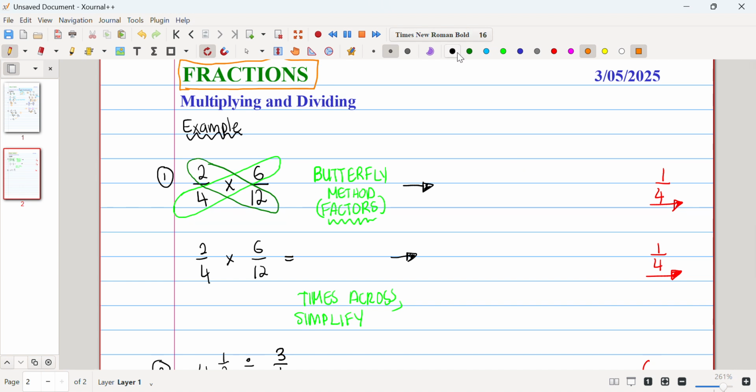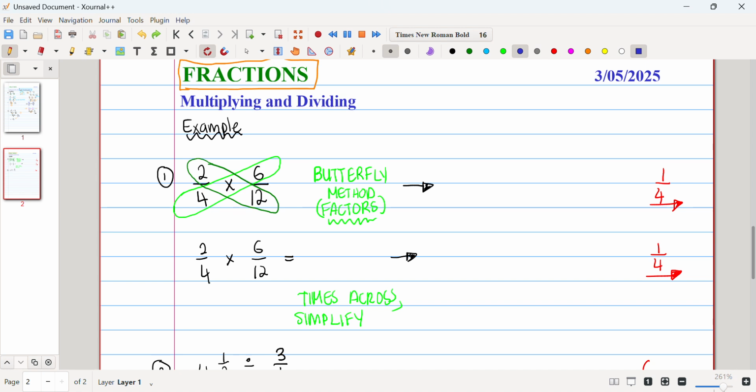Okay, so let me just pick a color. If we have our first example over here, I have 2 over 4 and multiplying it by 6 over 12. I just did that because I don't want you to get confused with the green lines. But right, there's two ways of going about it.